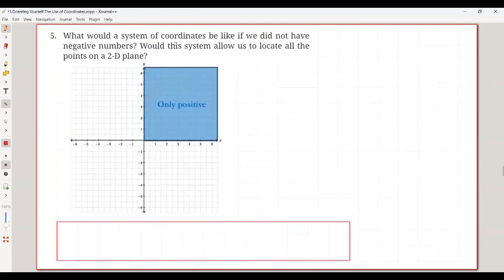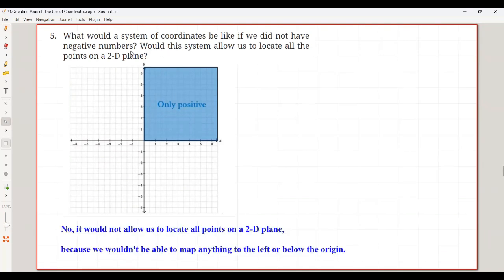So now question number 5. What would the system of coordinates be like if we did not have a negative number? Would this system allow us to locate all the points on the two-dimensional plane? That means we have only positive numbers. So that will be lying on the first quadrant. Only positive means this should be lying on the first quadrant.